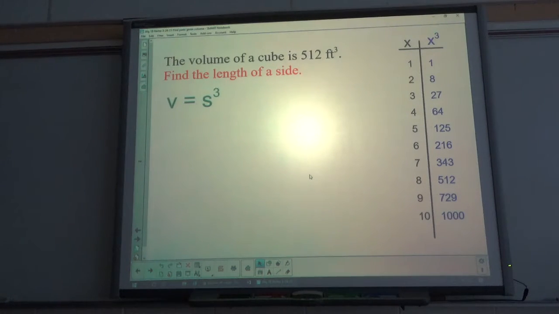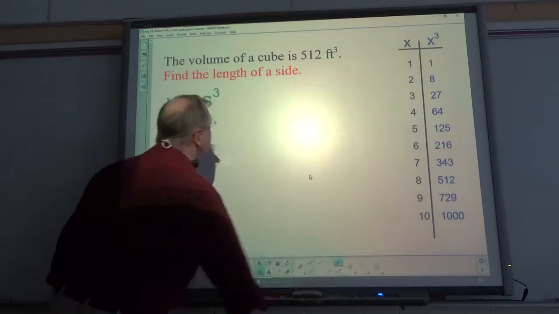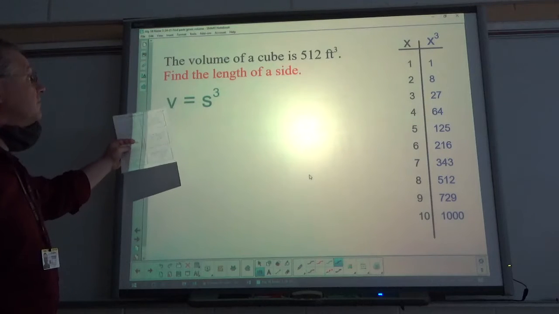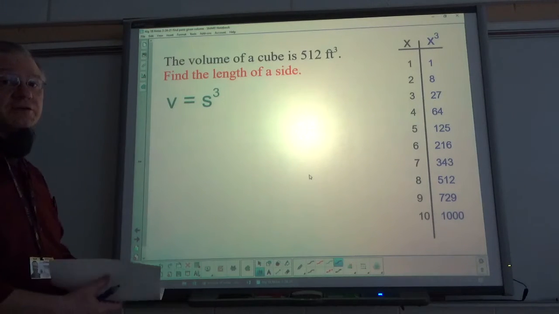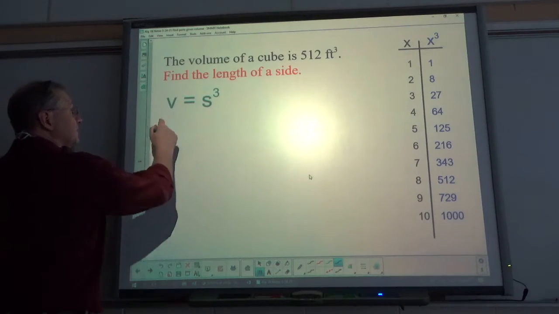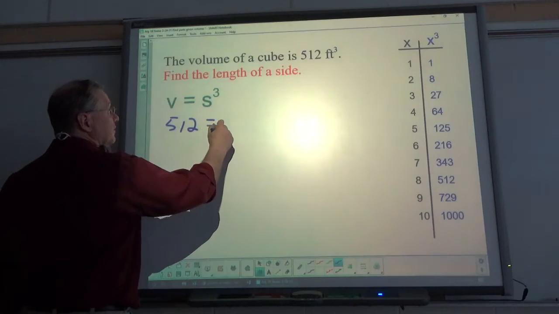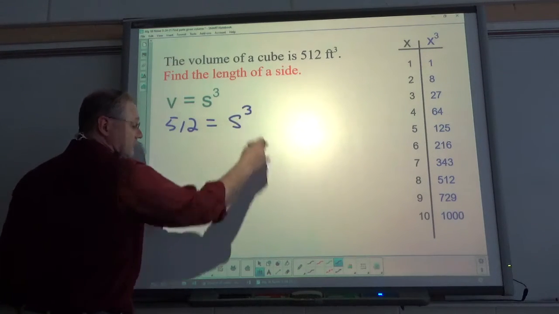Welcome. We're working with given the volume, find the missing part. So first thing here is we have a volume of a cube. There's your volume formula. So we're going to fill in 512 for volume, and that equals side cubed.